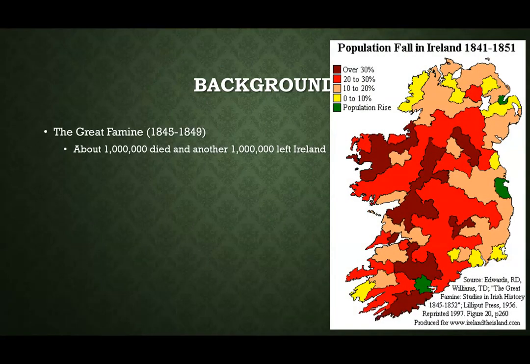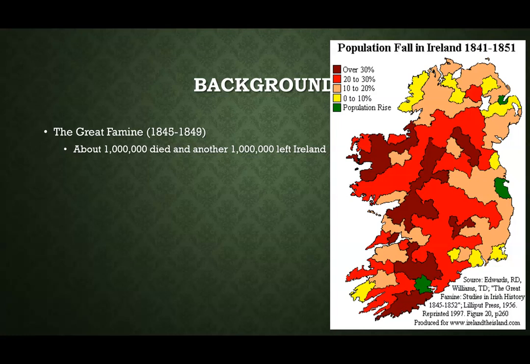Now, moving on to the Great Famine, 1845 to 1849. This is significant, one of the largest famines in world history. About 1 million people died and about another 1 million left Ireland. So if you look right through here, between 1841, when the census took place, and then 1851, when the next census took place, if you look right through here, you can see exactly the percentage of people that died or left Ireland, largely as a result of the famine.